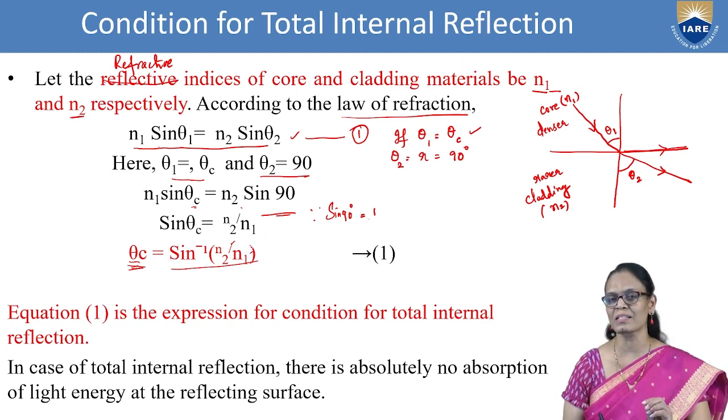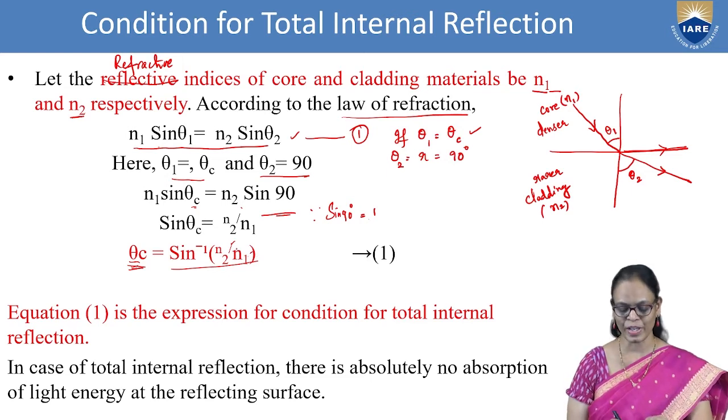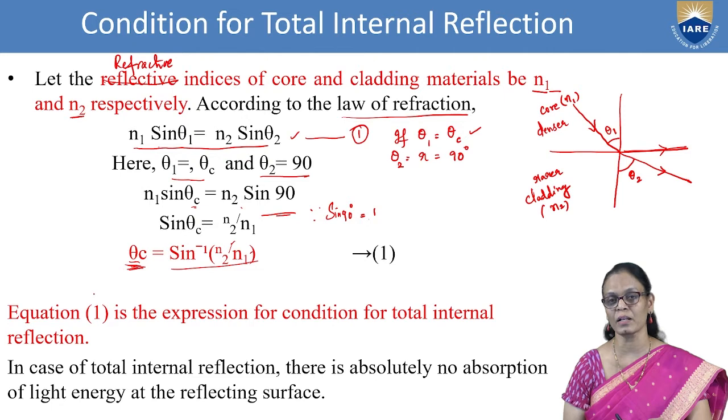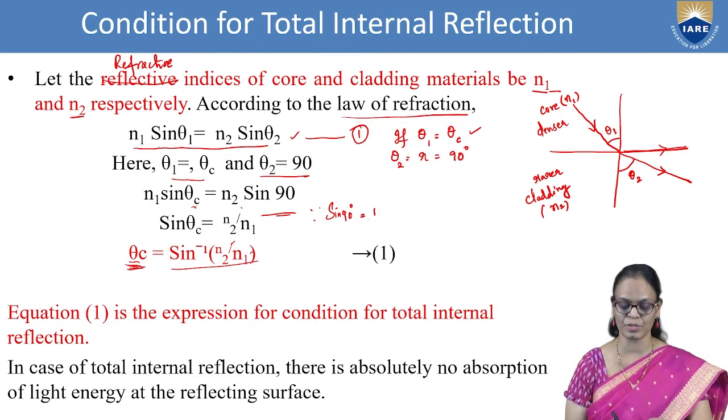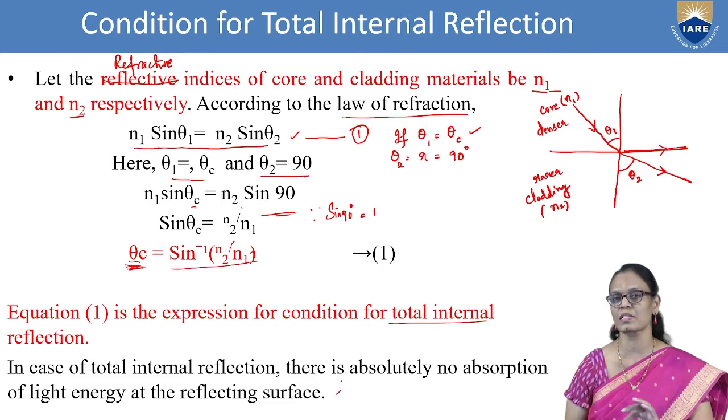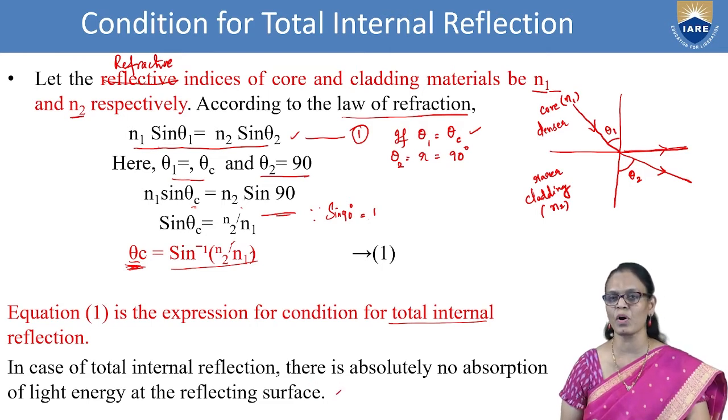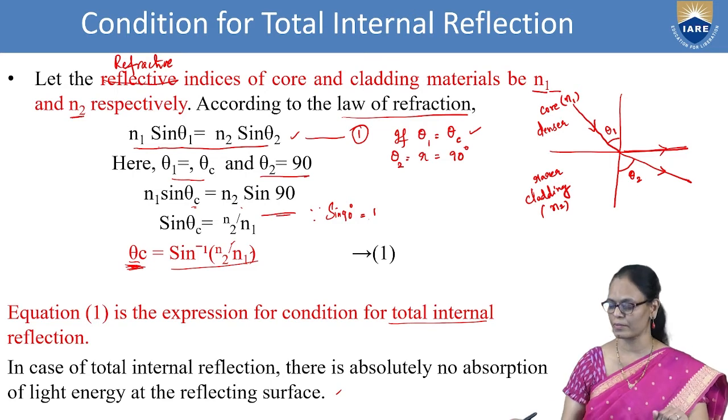So whatever materials we are using for core and cladding, if we know the refractive indices, we can find the critical angle. And if we can make the light incident at an angle greater than the critical angle, then we can get total internal reflection. In case of total internal reflection, there is absolutely no absorption of light energy at the reflecting surface. This is one point we have to remember: no absorption or no loss of signal.